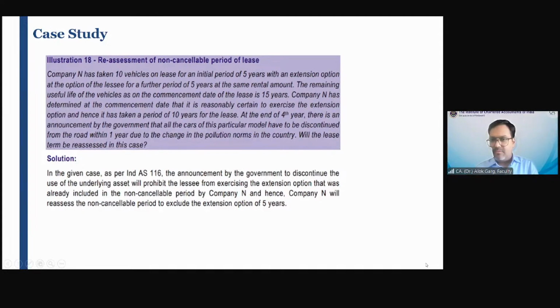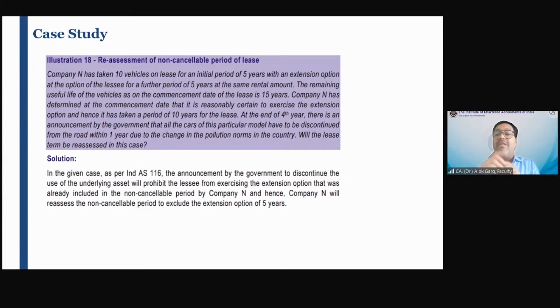Yes. So in this case, what will happen? In this case, of course, initially you have recognized your lease liability and right of use asset. You have recognized that for 10 years. So now after 4 years, you have the remaining lease liability, you have the remaining right of use asset, which you are going to depreciate over 10 years. So you have a 6 years equivalent of right of use asset and you have lease liability.